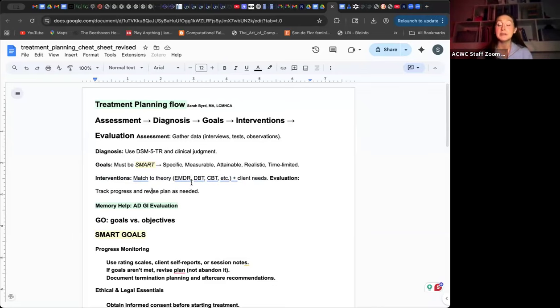If somebody's more EMDR, they're going to be using EMDR interventions, right? Someone's more DBT, they're going to be doing the mindfulness skills, the distress tolerance skills, the emotional regulation skills, right? So this is where it's going to be more based on which orientation you're coming from with your approach to meet your client's needs.